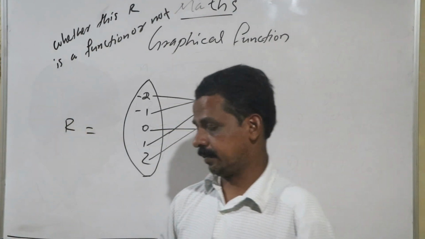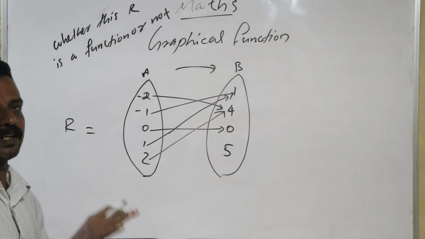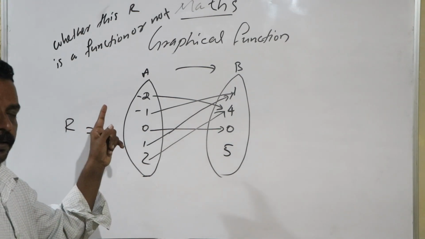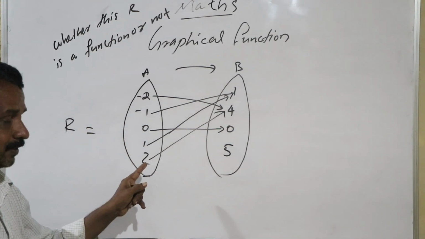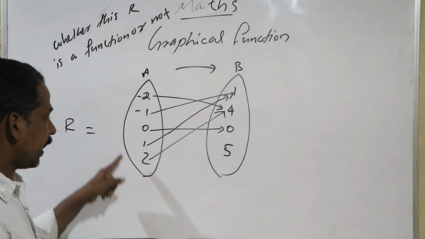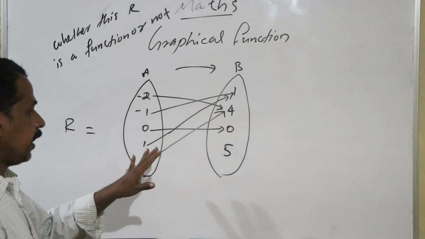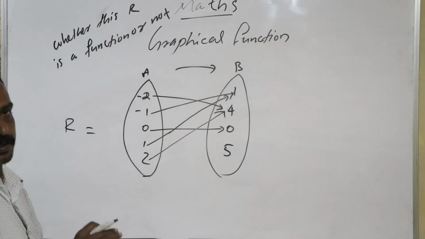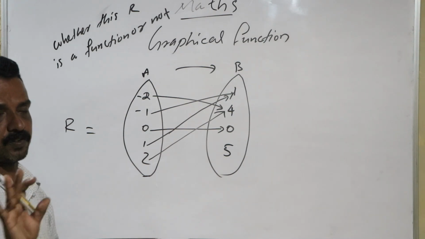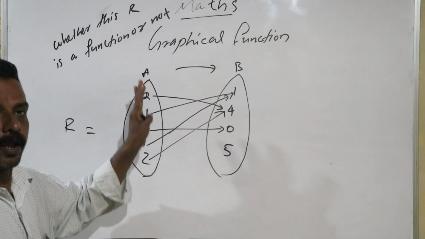Okay, next question. Here is a relation from A to B. Is this relation a function or not? What do you think? Yes, it is a function. Why? Set A has five elements: -2, -1, 0, 1, 2. From each element starts one arrow, five elements and five arrows.